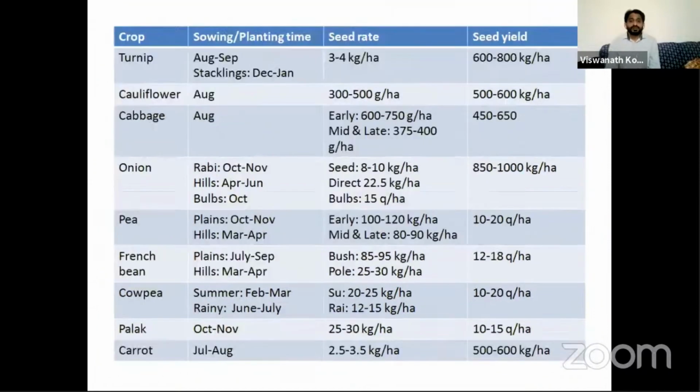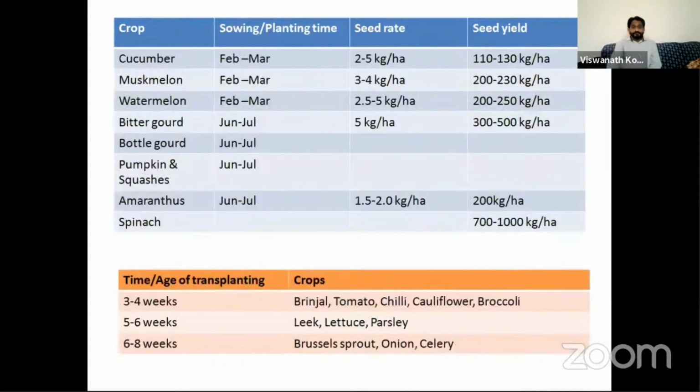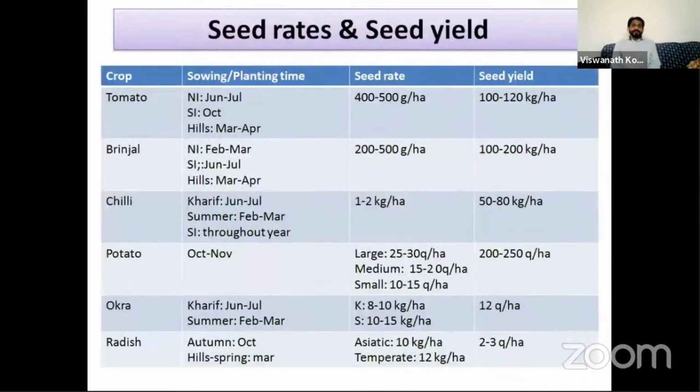table. The important ones are okra and pea. In pea, the early crop requires a high seed rate, 100 to 120 kg per hectare. Mid and late crop requires 80 to 90 kg per hectare. In case of okra, the Kharif crop requires 8 to 10 kg per hectare, whereas the summer crop requires 10 to 15 kg per hectare. Because there is a seed germination problem in okra during summer season, we go with a higher seed rate in okra. So this is very important.